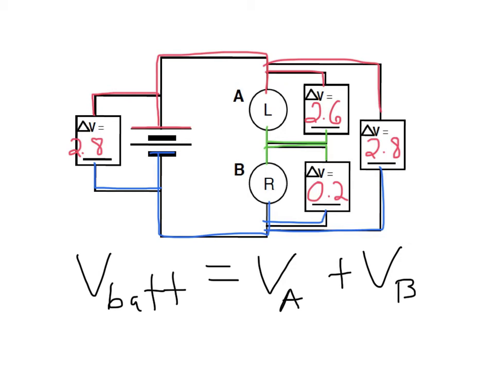So, bottom line, whether I have the same light bulbs or resistors or different ones, this principle is still the same. The pressure differences divide up across light bulbs in series so that they add up to the pressure difference across the battery.